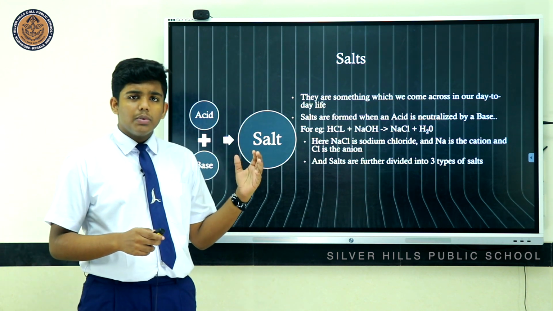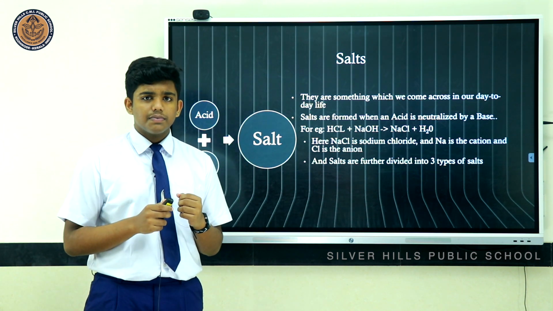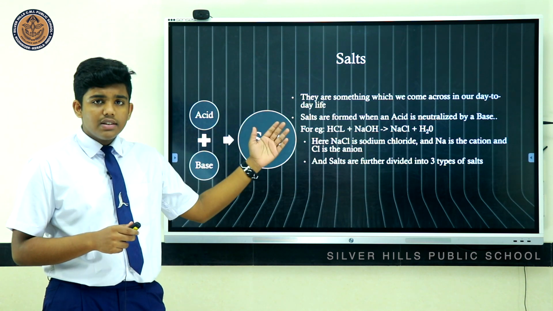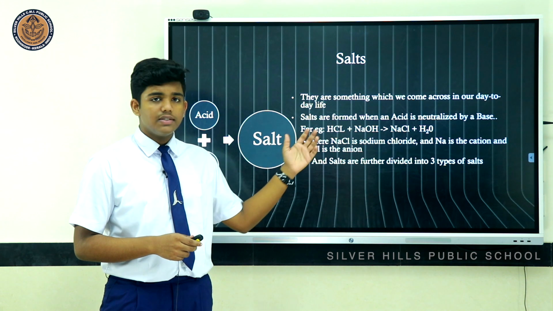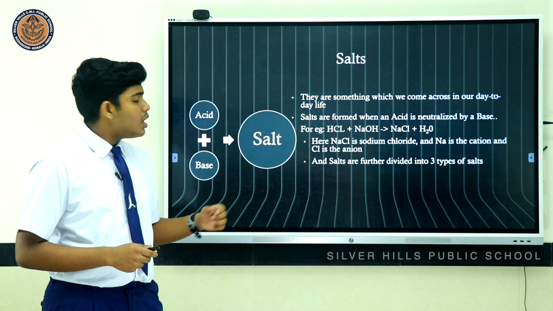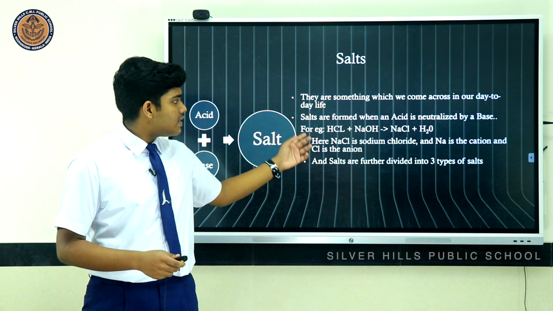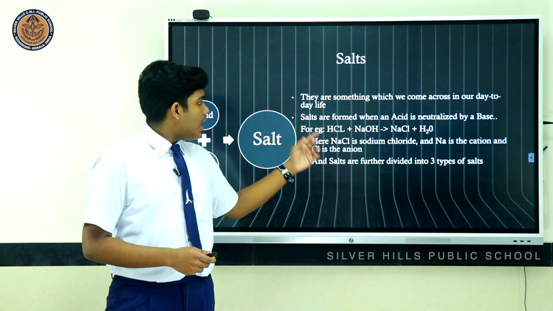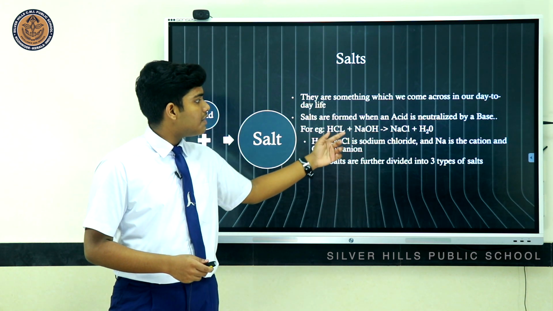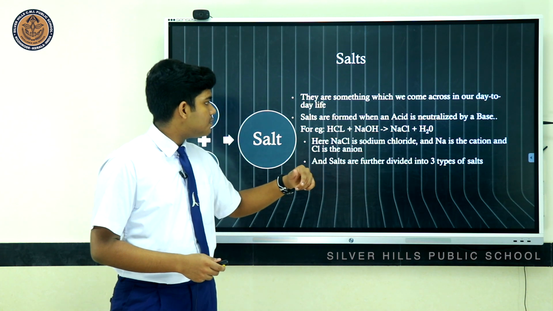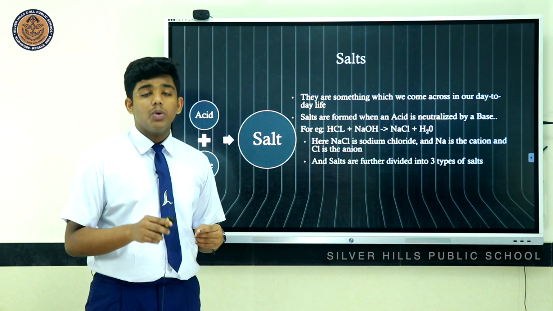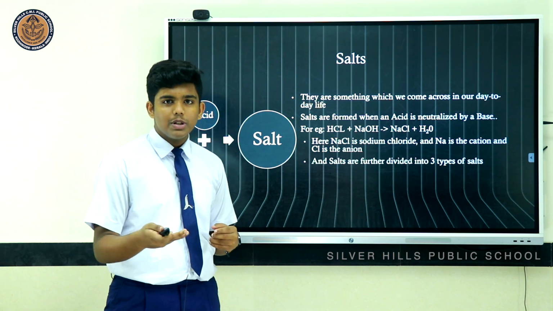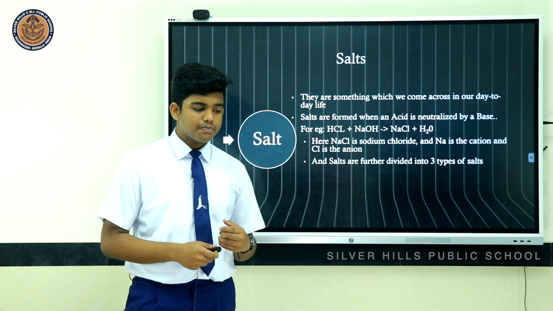Salts are formed in the neutralization reaction. When an acid reacts with a base, giving salt and water, that is the neutralization reaction. For example, the reaction of HCl and NaOH. HCl reacts with the NaOH, giving NaCl and H2O. Here, as we know, NaCl is sodium chloride, which is more popularly known as common salt or table salt.